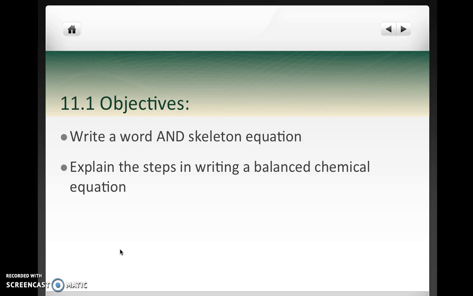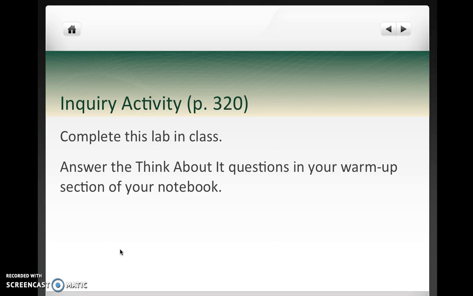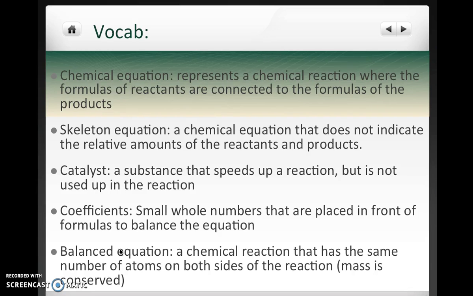All right, here are our objectives. So by the end of this lesson, you should be able to write a word and skeleton equation, and we'll explain those. And then our second objective, you should be able to explain the steps in writing a balanced chemical equation. So you can explain basically step by step how to balance chemical equations. All right, this is something we'll complete in class.